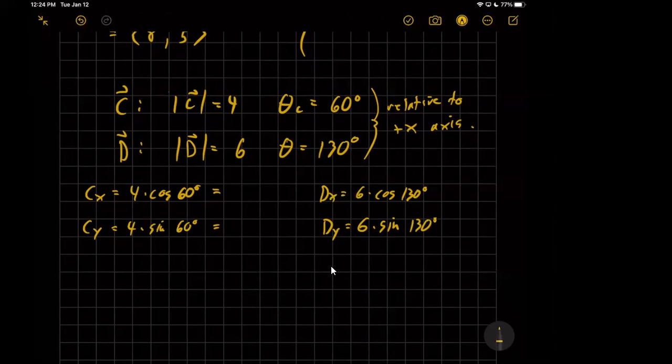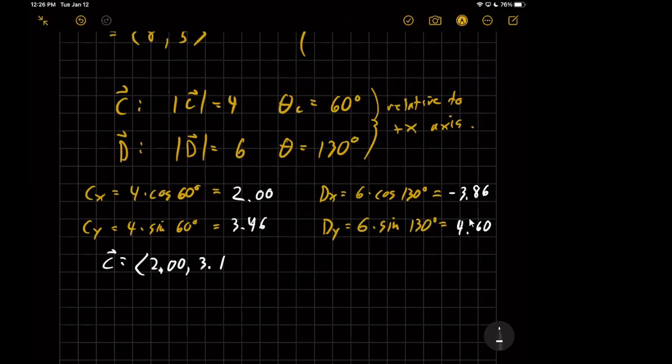I'm going to pause the video briefly while I compute those, so we're not spending time in the video. Okay, so you can see my results after simply punching those into my calculator. So I can now say vector C is equal to 2.00, 3.46 in component form. Vector D is equal to negative 3.86, 4.60 in component form, or if I wanted to, I could express those in unit vector form.